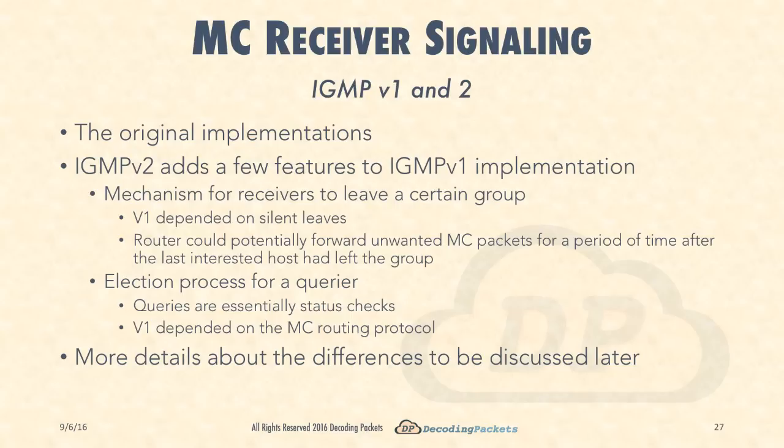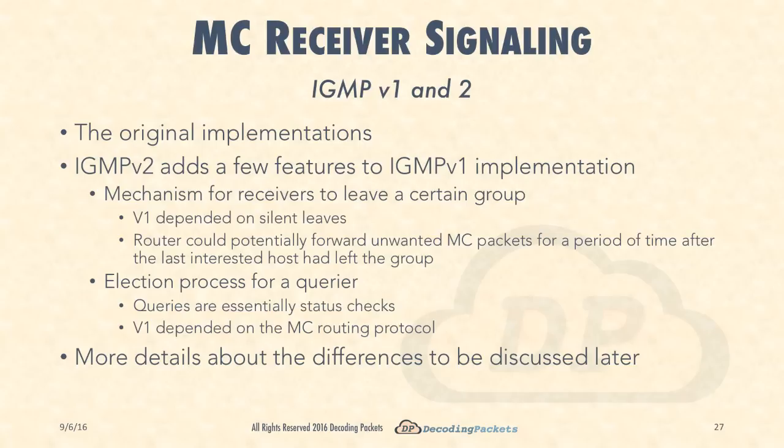So IGMP over the years has had many versions. The major ones are 1, 2, and 3. There were some minor versions that never got ratified. But the original implementations are still IGMP version 1 and IGMP version 2. Version 1 was obviously the very original release, the first ratified release. And IGMP version 2 added a few new features to IGMPv1. For the most part, they are the same.